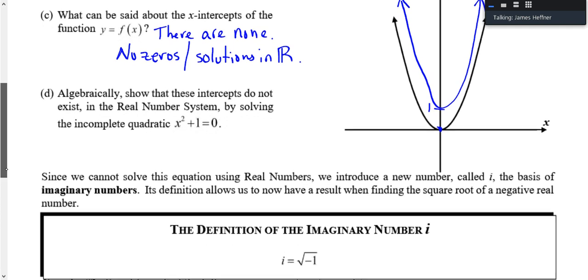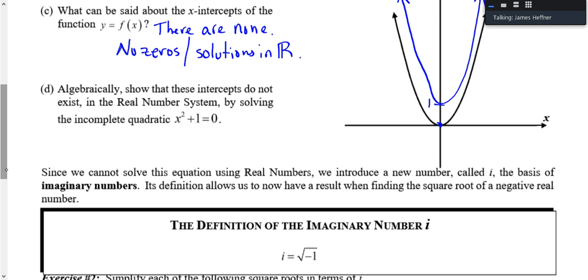So let's look at part D here. Algebraically show that these intercepts do not exist. So they want us to show algebraically that this cannot be solved in the real number system. To solve x squared plus 1 equals 0 for x, what would be the first thing we do? We'd subtract 1 from both sides, and we'd end up with x squared equals negative 1. And then what do we do?